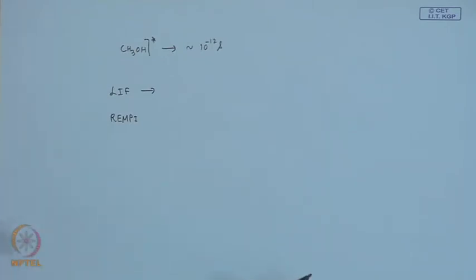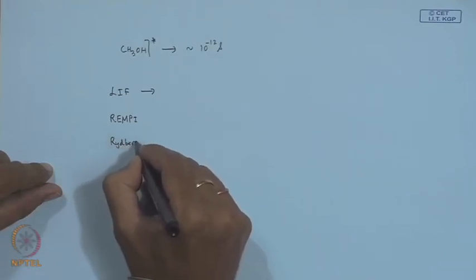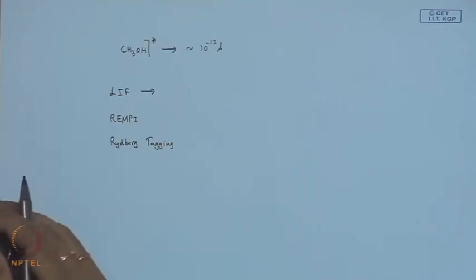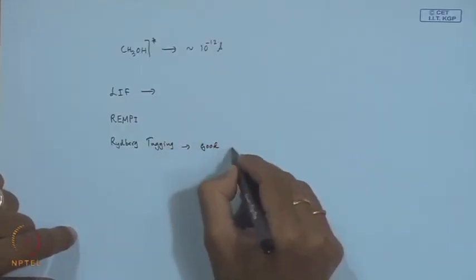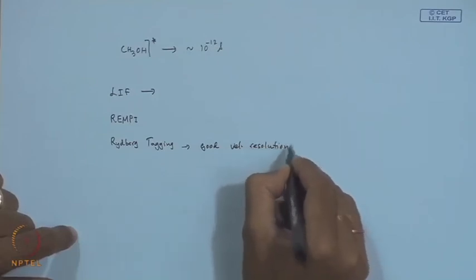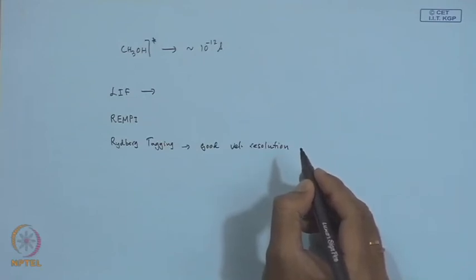A slight variation of REMPI is the Rydberg tagging. In that case you use multiphoton ionization to generate a highly excited atom, and with the help of a very weak electric field you ionize it. In this case it has a good velocity resolution. Another technique is ion imaging, which is also used to have a picture of your velocity distribution.